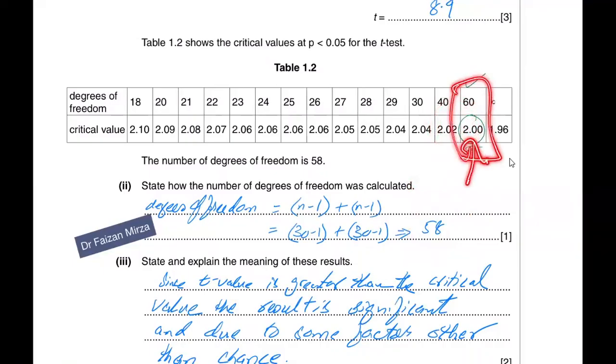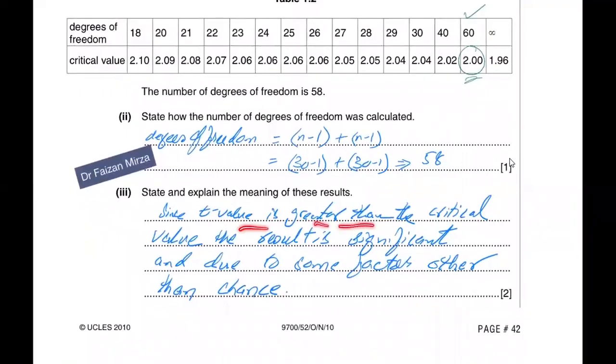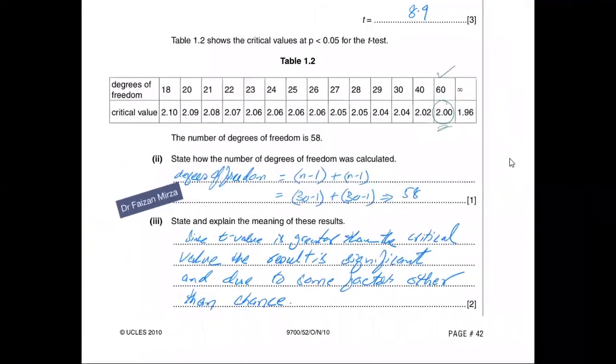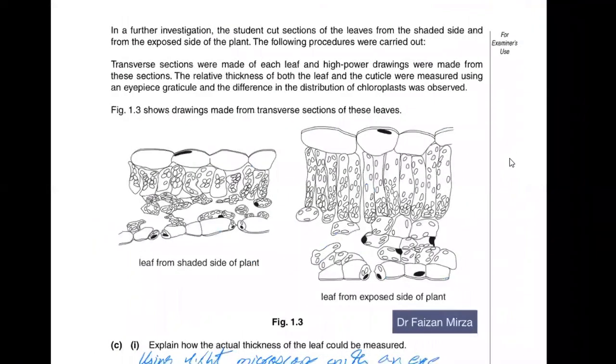Again, the same thing here. Our calculated value of t is 8.9 and the critical value is 2.0. So once again, in this case, the t value is greater than the critical value. It means the results are significant and it's not due to chance, but due to some other factor. So the difference in the mean is because of some other factor. In this case, the other factor is the light intensity.